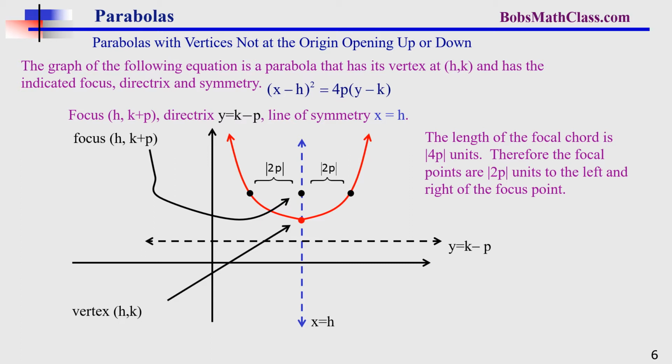Okay, so again, just getting used to where everything is. We're going to graph our vertex. We're going to count p units up or down to get our focus. The opposite distance will be the directrix. And then from the focus, we're going to go 2p to the left and 2p to the right to get our endpoints of the primary focal chord. And then sketch the graph. Maybe it's a lot, but you could do it.